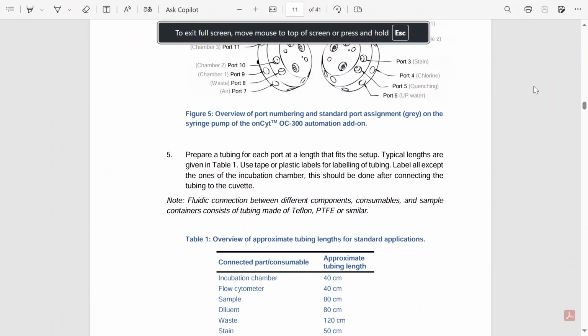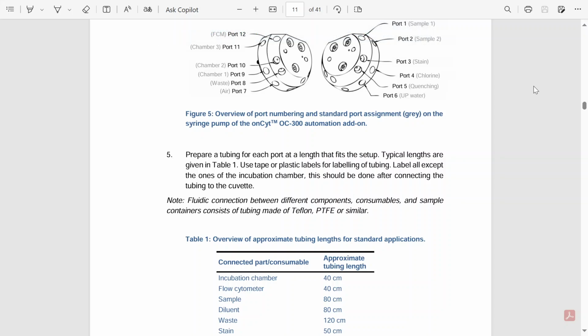Okay, so in this video, I will be explaining how to change the script and how to change the topping if you have more samples and less staining, or there's some modification that I already made. But it also depends on your experiment design. You should know what you can do to design the system using OC-300.